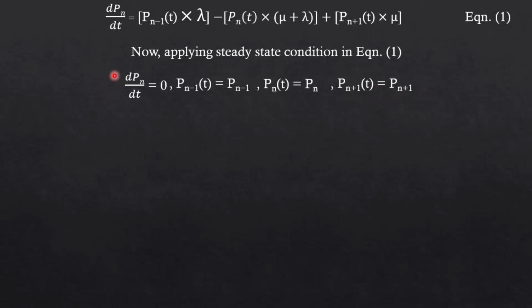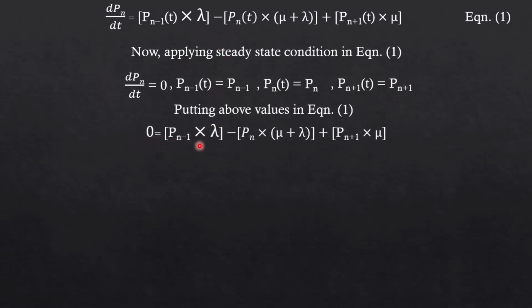Now let us put these values in this equation 1. So we will have this equation reduced to this form, and now let us write this in the form of the probability of n plus 1 customers. So this equation has been reduced here, as we take these two parts on the left hand side divided by the service rate mu. So this is our new equation, and let us name this equation 2.